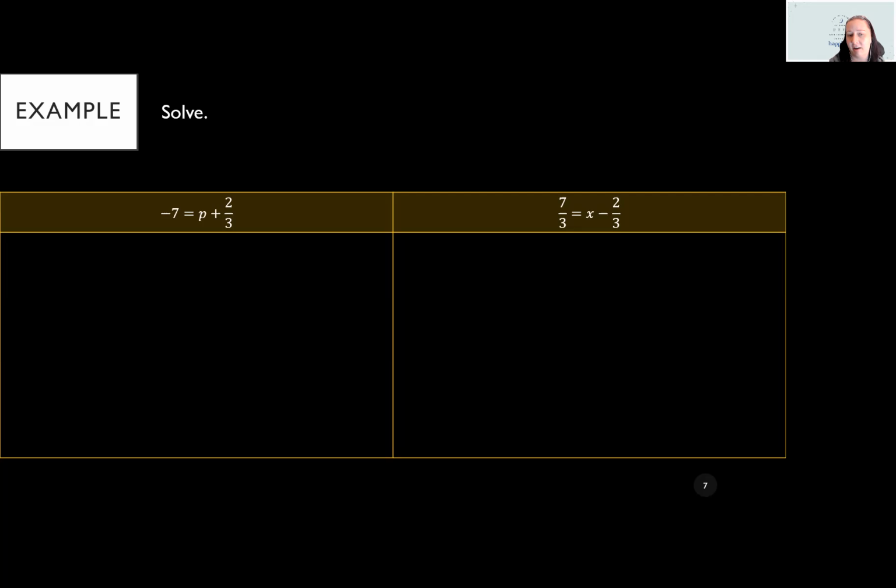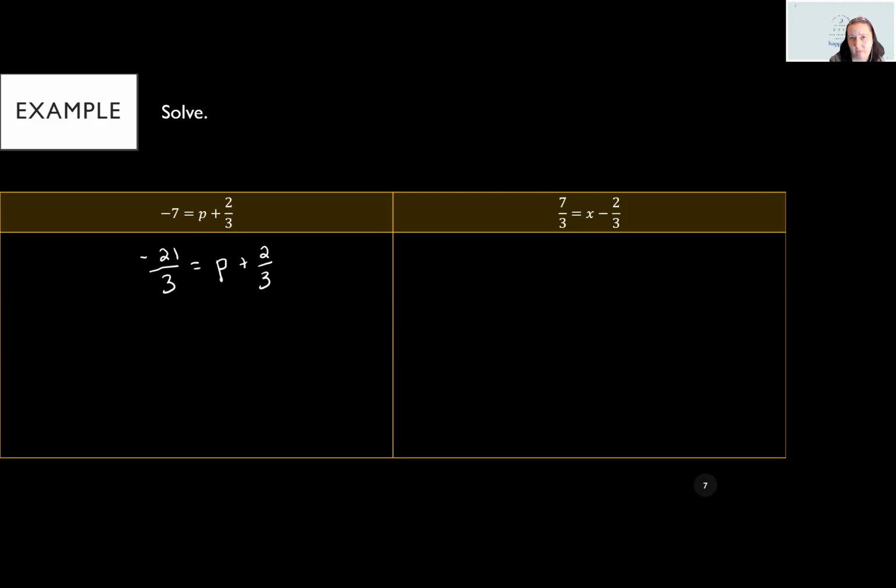So we have to write that -7 so it has a common denominator with the 2/3. I need to multiply the -7 by 3, which gives me -21, and then you write it over 3. So that's going to be -21 over 3 equals P plus 2/3. So to get a whole number to have a common denominator with a fraction, figure out the denominator, multiply the whole number by that, and then write it over your denominator.